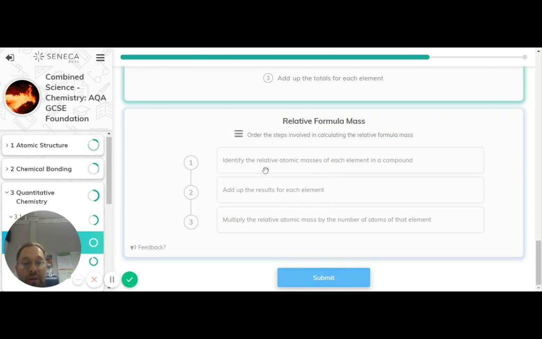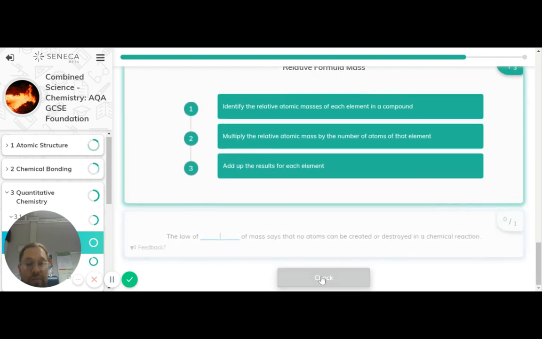So the first thing I need to do is identify the relative atomic masses of each element in the compound. That's right. Then I need to multiply the relative atomic mass by the number of atoms. So I'm going to move that one up to there. And finally, add up the results for each element. Let's have a look. That's perfect.